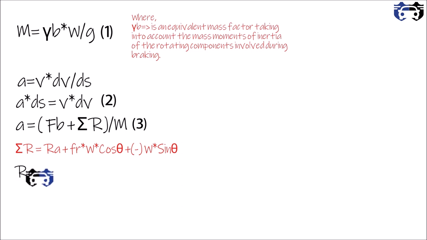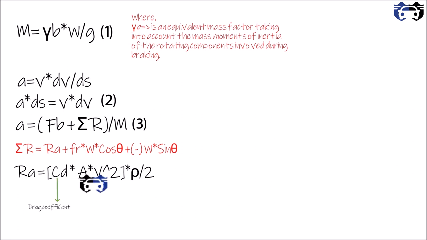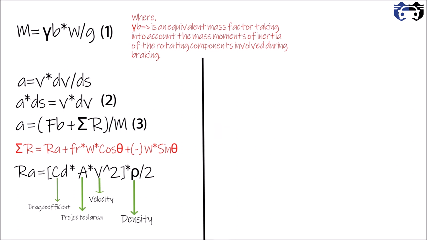The aerodynamic force is given by CD into A into V square whole multiplied by rho by 2, where CD is the drag coefficient, A is the projected area, V is the velocity, and rho is the density. As you can see in the aerodynamic equation, CD, A and rho, all three are constant. So I'm taking CD into A into rho by 2 equals another constant, which is CA. So Ra is directly proportional to V square, or Ra equals CA into V square.